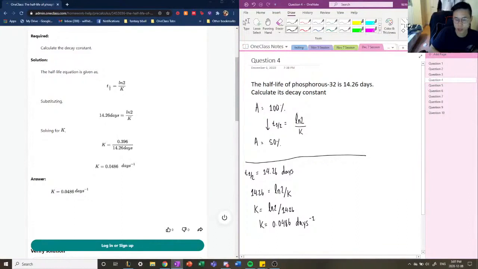So per day, this basically means the decay constant tells us that the substance decays 0.0486 of itself per day. Or if I were to times that by 100, it would be 4.9% of itself. It loses 4.9% of itself per day. So that's what the decay constant tells us here.